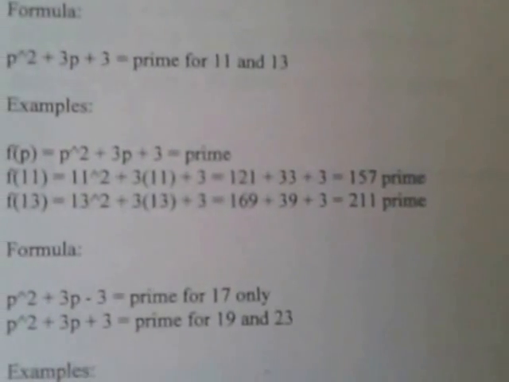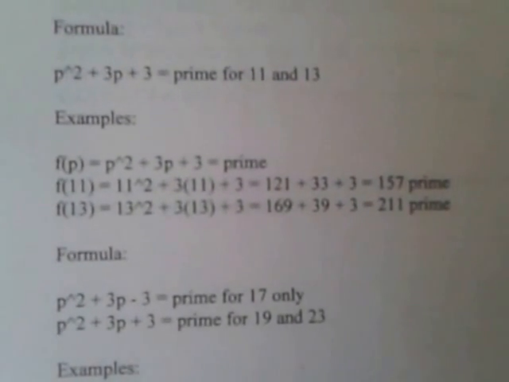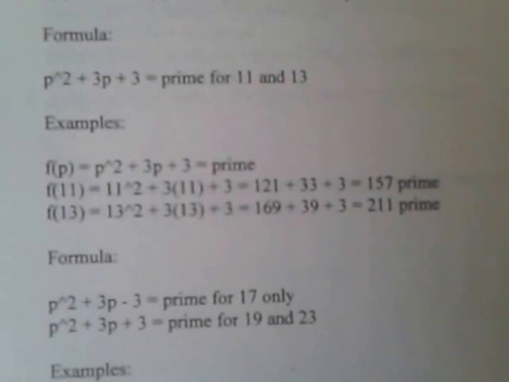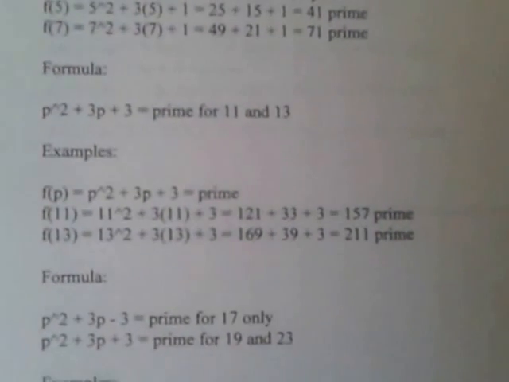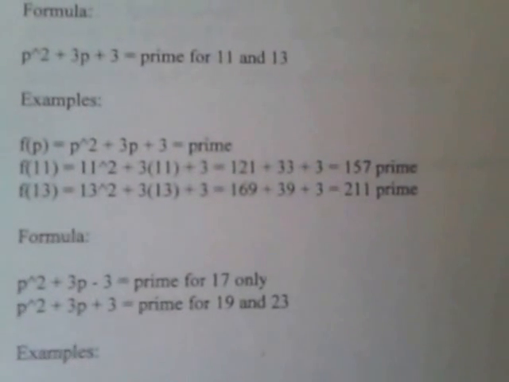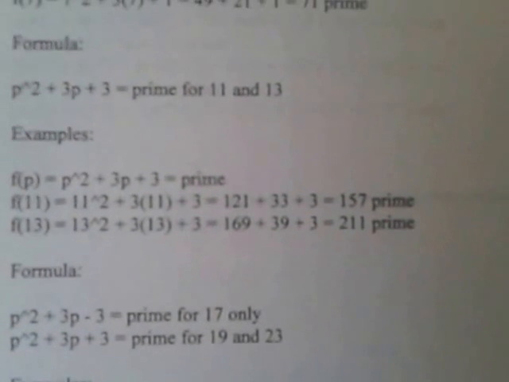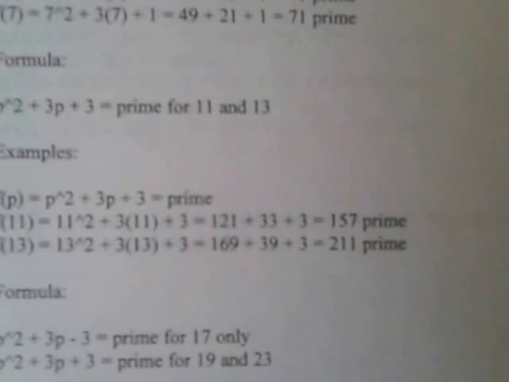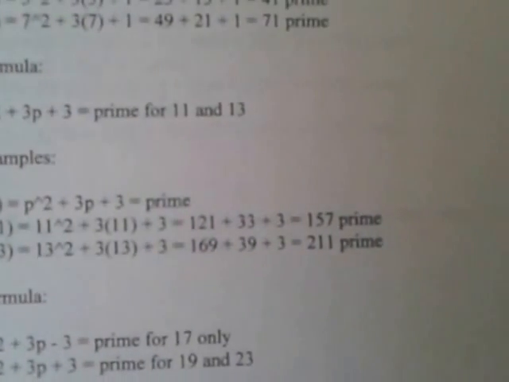So f of 11 equals 11 squared plus 3 times 11 plus 3 equals 121 plus 33 plus 3, which gives you 157, prime. And you go to 13: 13 squared plus 3 times 13 plus 3 gives you 169 plus 39 plus 3.